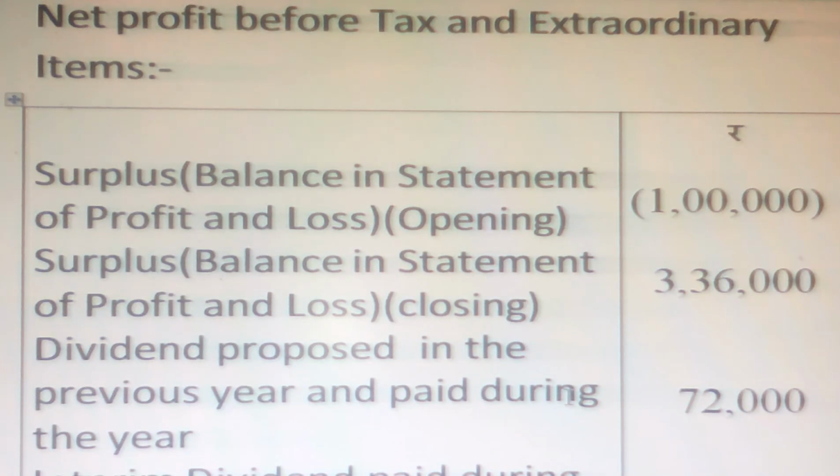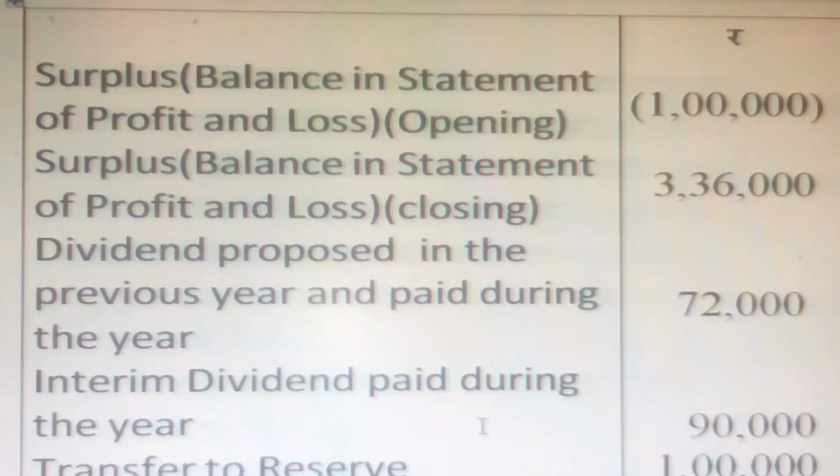That is surplus, where you are taking the surplus balance in the statement of profit and loss. They have given the opening balance. Here the bracket means debit balance, that means loss. So whenever it is shown within a bracket, it means loss. That is very, very important. You should be very careful when doing the problem. Then surplus balance in the statement of profit and loss, closing 3,36,000.